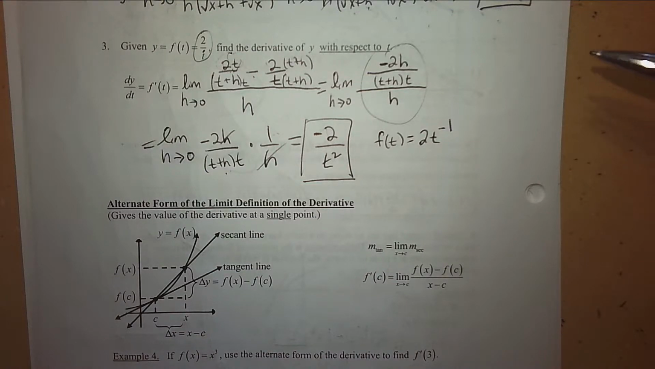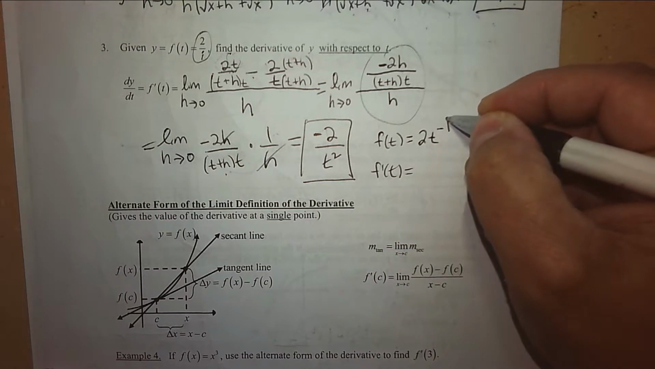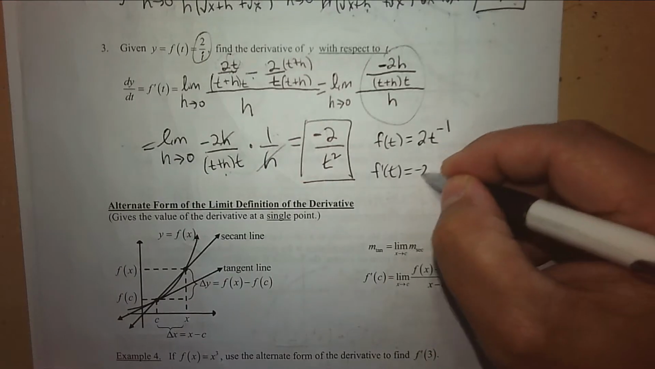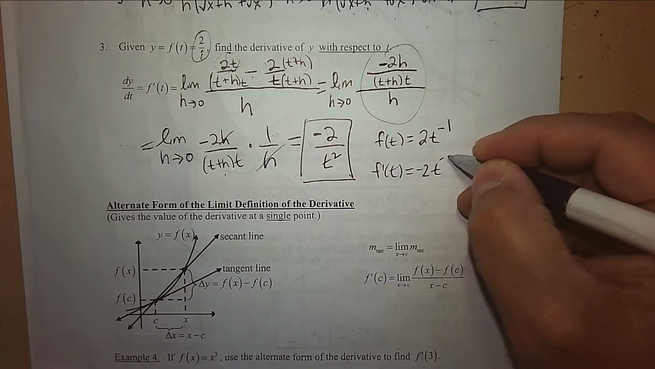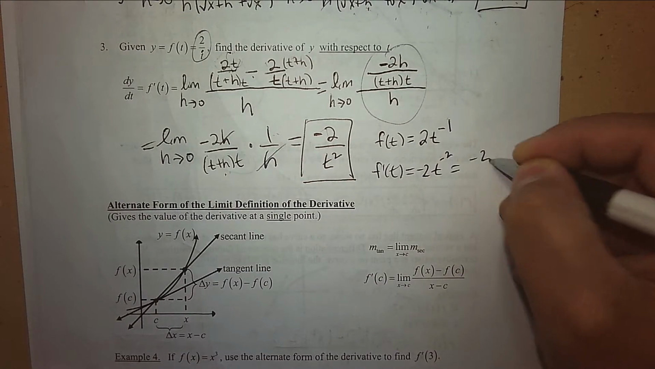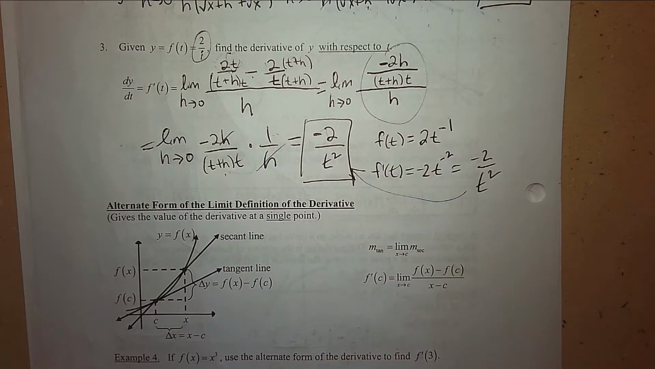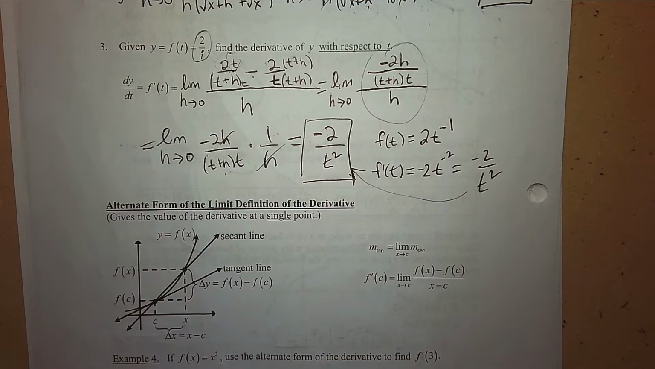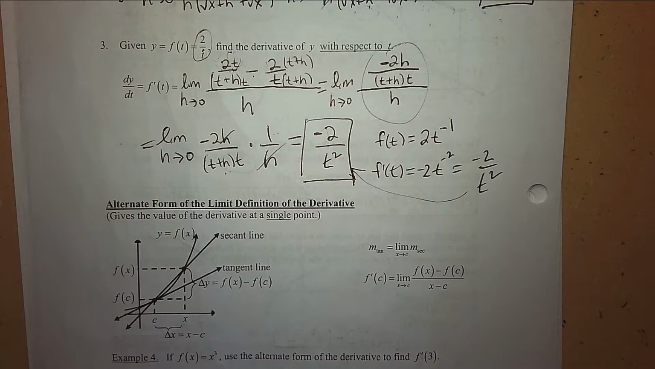Now, what is the power rule to take the derivative? Negative 1 times 2 is, and then subtract 1, and negative 1 subtract 1 is. Is that the same as this? Are they equivalent? Which one would you use if you had a choice? Would you use the limit definition or the power rule? Duh, right? Okay, number 4.